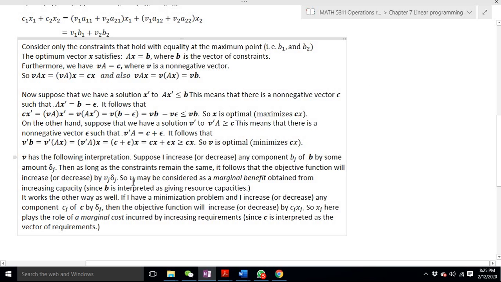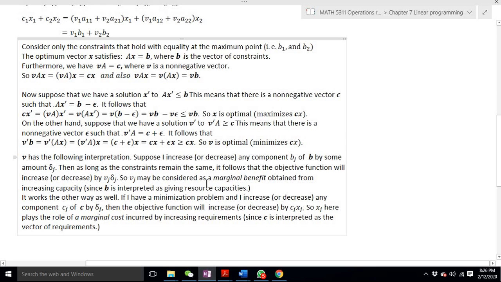So why is that? Because I've increased bj by delta j. That means that this Vb has been increased by Vj delta j. And since the gradient of the constraint hasn't changed and the gradient of the objective function hasn't changed, that's all the same. So my objective is just going to be the same V times b plus delta b. So my objective has increased by this much.